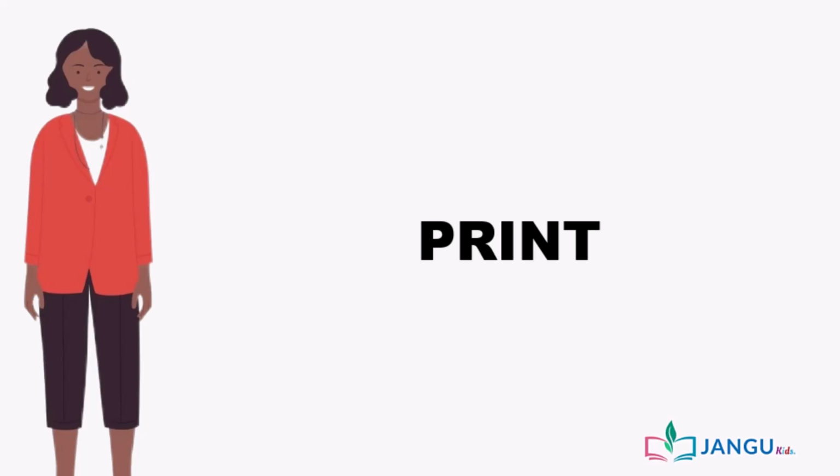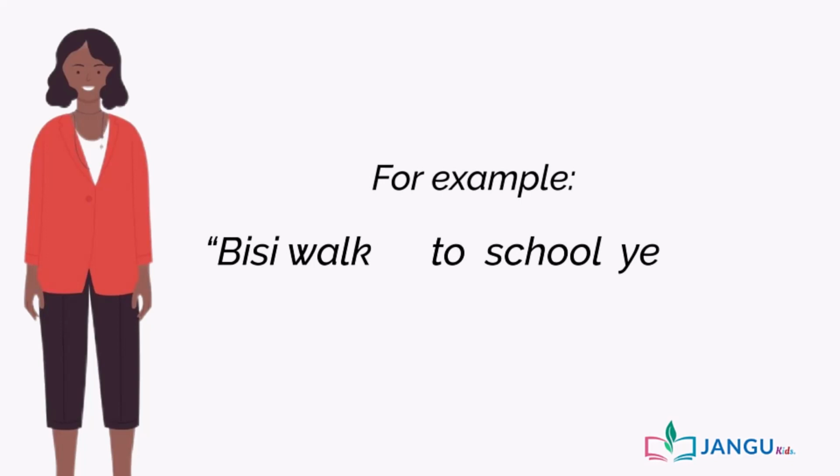For example, if you're asked to write about how Bisi came to school yesterday, it would be wrong to say Bisi walk to school yesterday. The right thing to do is for you to add the suffix ed to the verb walk in order to make it in the past tense since it is about yesterday. Therefore, the correct answer you would write would be Bisi walked to school yesterday.